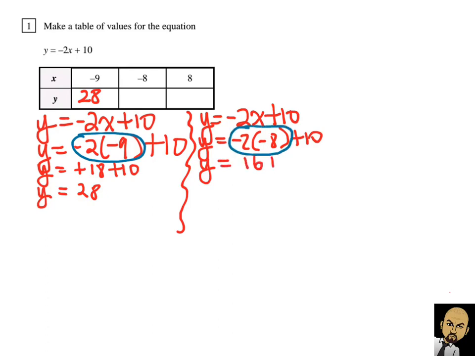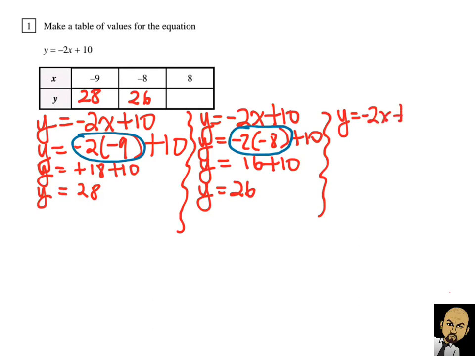Again, we're going to multiply first before we add, and negative 2 times negative 8, well, a negative times a negative is a positive, 2 times 8 is 16, so what we end up with is y equals 16 plus 10, and 16 plus 10 we all know is 26. So we end up with y equals 26. So when x equals negative 8, y equals positive 26.